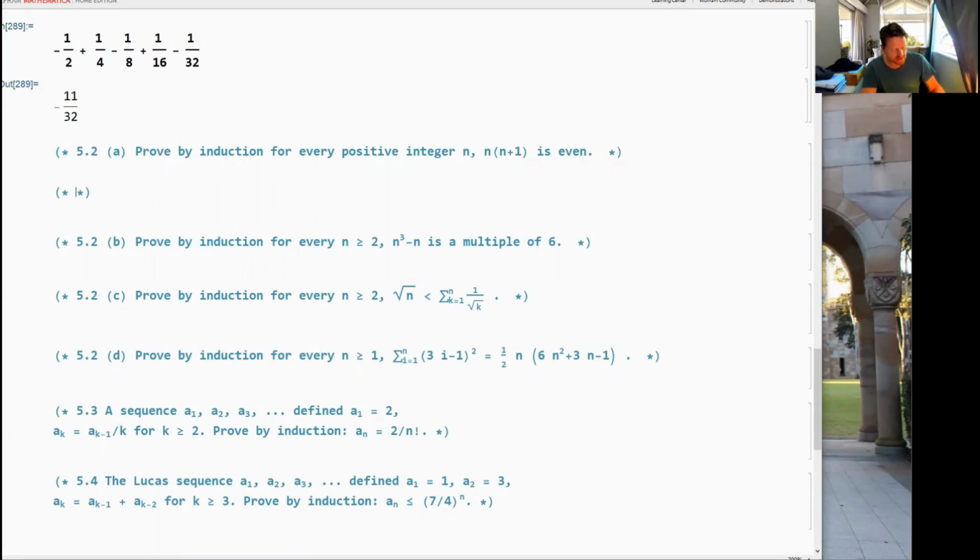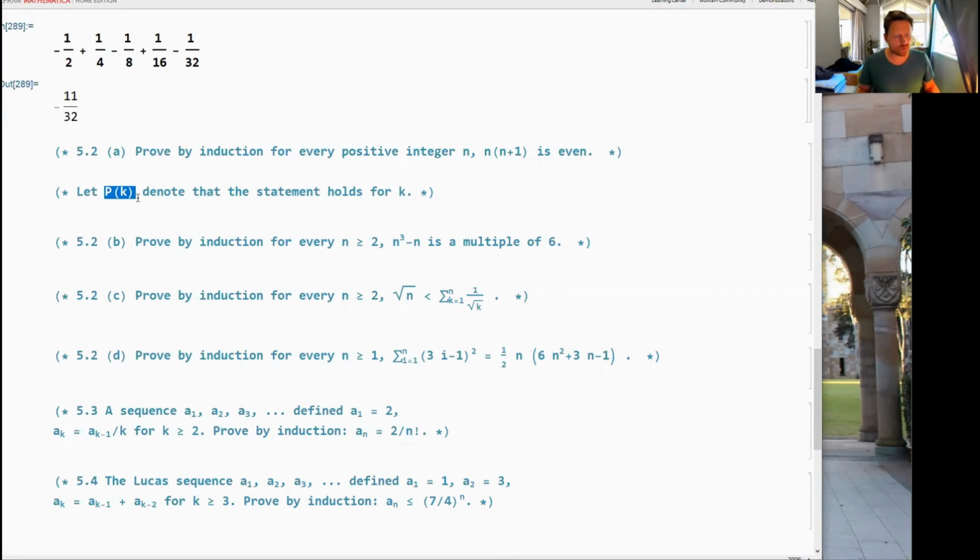So now, let P of k denote that the statement holds for k. Okay, and that's a handy thing to set out because it allows you to save some space in writing. All right, so this is a proposition that could be true or false.